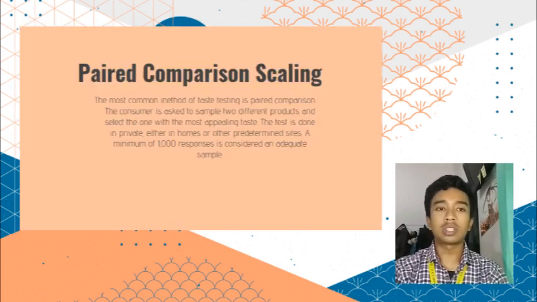Next, paired comparison scaling. The most common method in testing is the paired comparison. The consumer is asked to sample different products and to select the one with the most appealing taste. The test is done in private, either in homes or another predetermined site. A minimum of 1,000 respondents is considered an adequate sample.